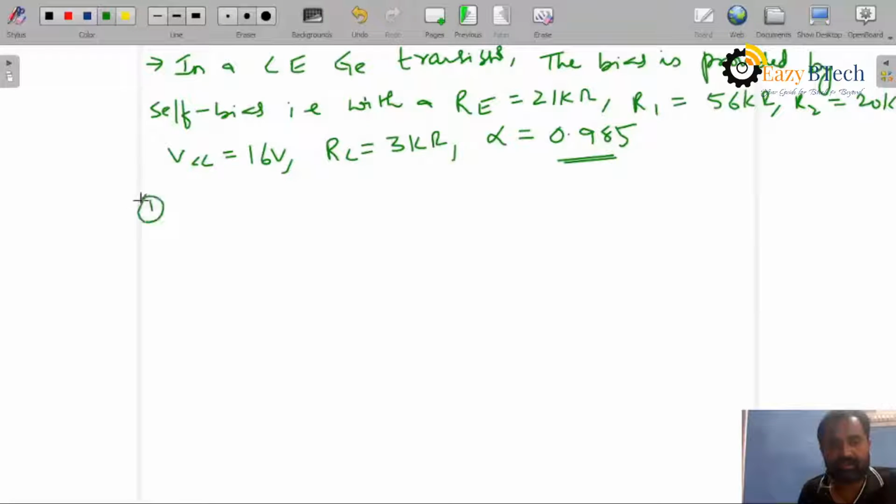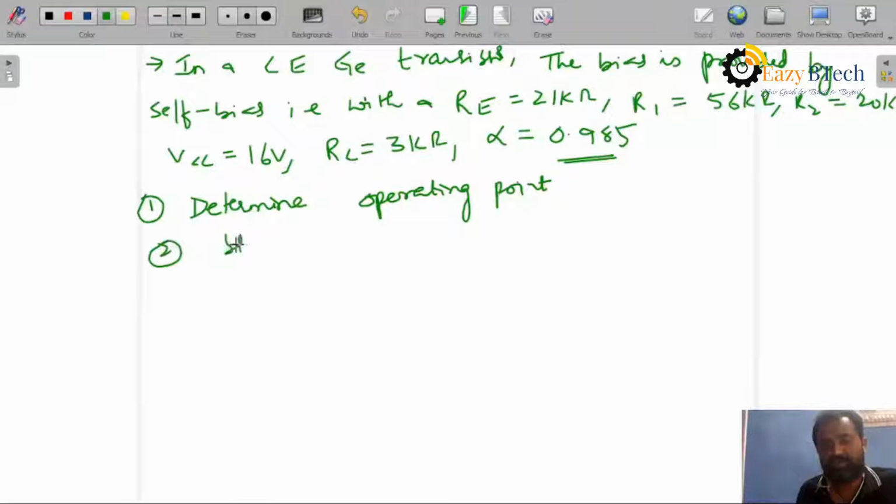First, determine the operating point, and second, the stability factor. This is a given question. Okay, in the problem, this is a problem example. You can take what he has given.